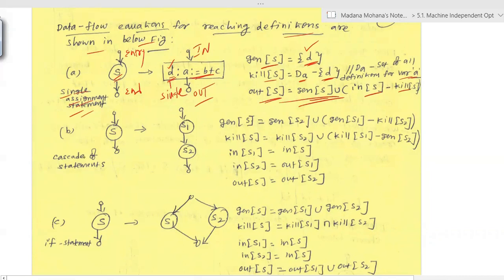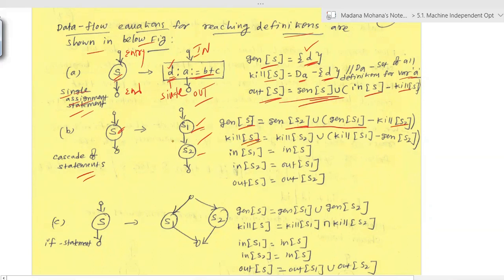Then for cascade of statements, that means two statements are combined, concatenation. So here we have two statements, S1, S2. First S1 followed by S2. So the gen of S overall by combination is, first we will find gen of S2, union gen of S1 minus kill of S2. This is the formula in case of cascading of statements in flow graph.